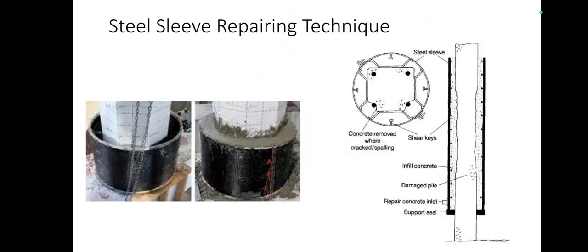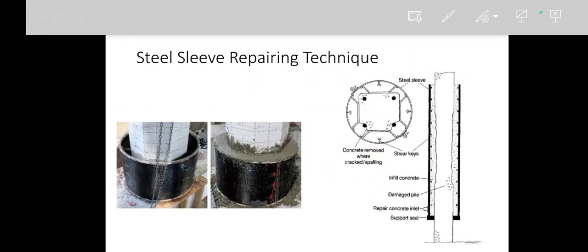And the last one is the steel sleeve repairing technique. In this technique, if the damages are more, as you can see here, this pier which is under the water has been spalled on all sides. If you do the previous operations like surface spalling repair or pre-packed aggregate, it will take more time, and the process of fixing the formwork will also take more time.